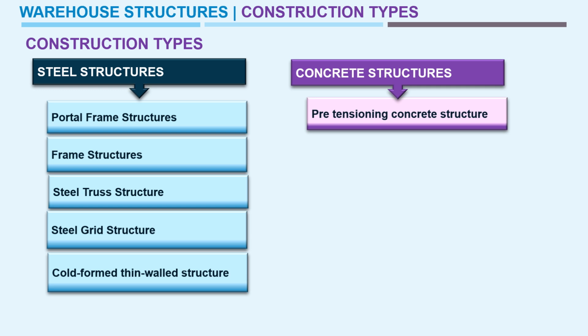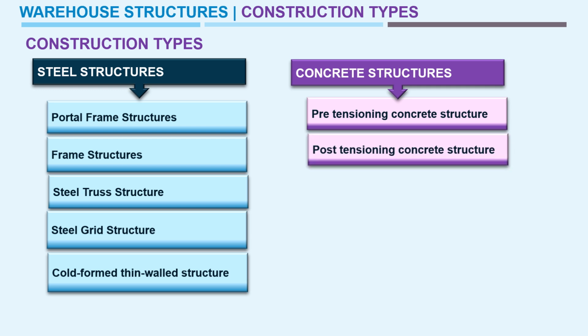So these are the five basic steel structures under warehouse constructions. And coming to the concrete structures, there are two major things. One is pre-stressed concrete structures, another one is normal conventional RC frame structures. The pre-stressed concrete structures are again subdivided into two: pre-tensioning and post-tensioning concrete structures. And the third one is RC frame structures, which is a conventional type of construction.